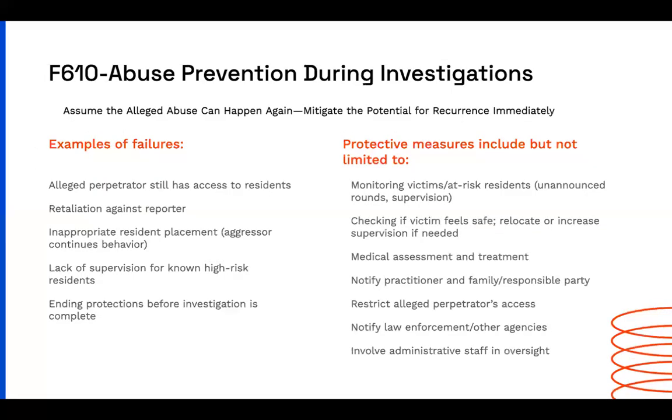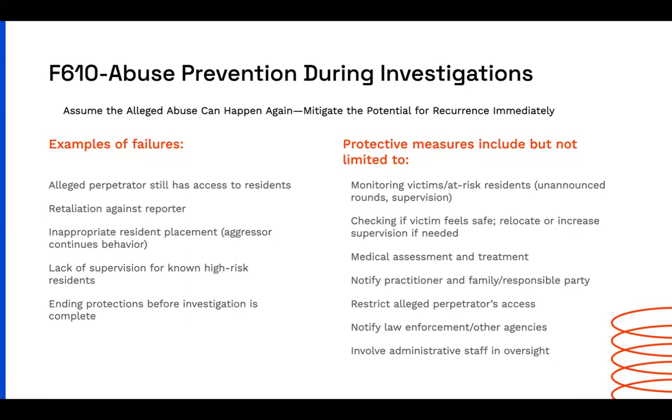All right. 610 also says that we have to protect the residents during an abuse investigation. So there are some places where they will cite failures of our facilities, and that includes we didn't protect the residents from the alleged perpetrator. So this means did we suspend pending investigation? Did we separate the residents that were involved? Did we supervise visitation from family that we think might be doing something that's not okay? So those are an alleged failure.